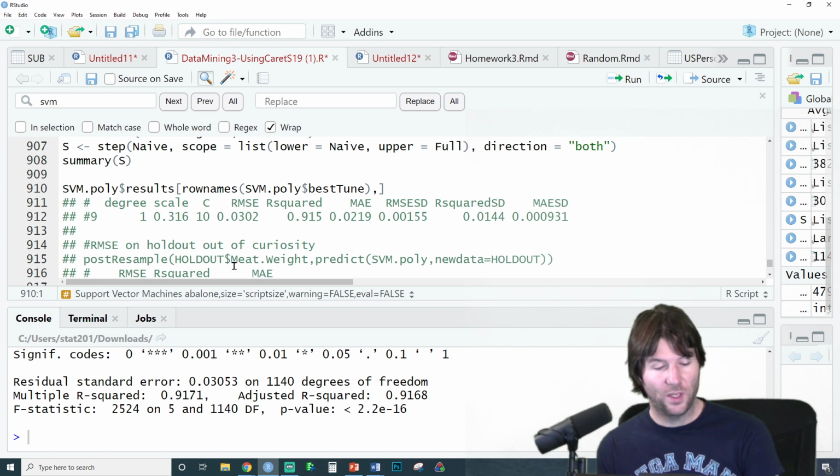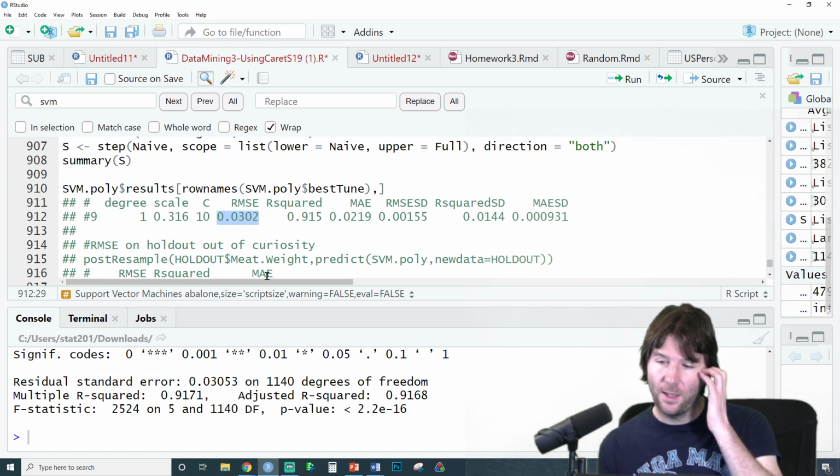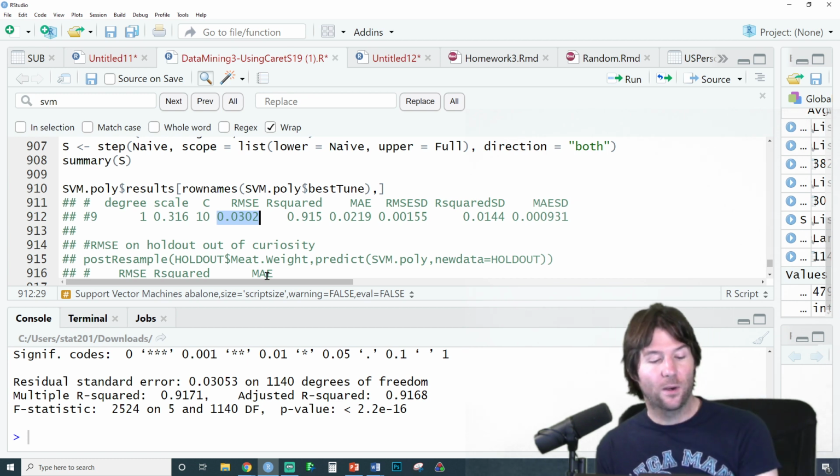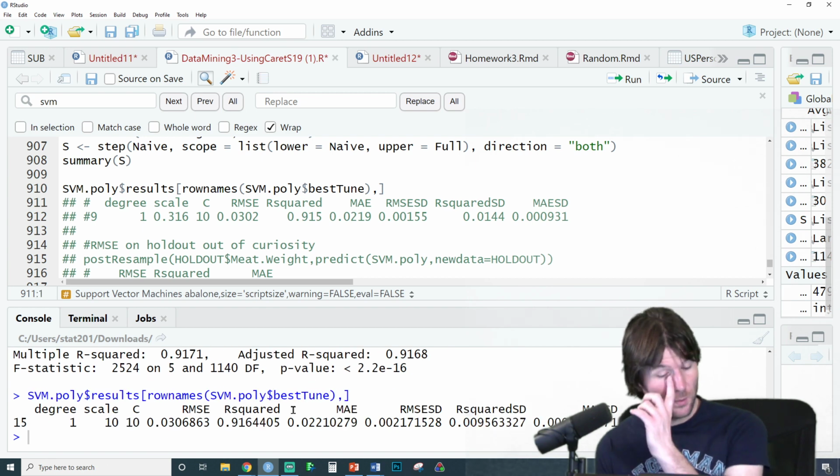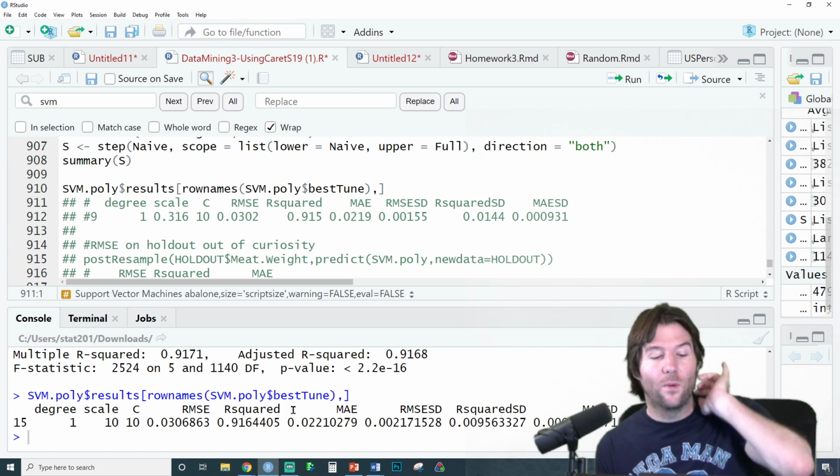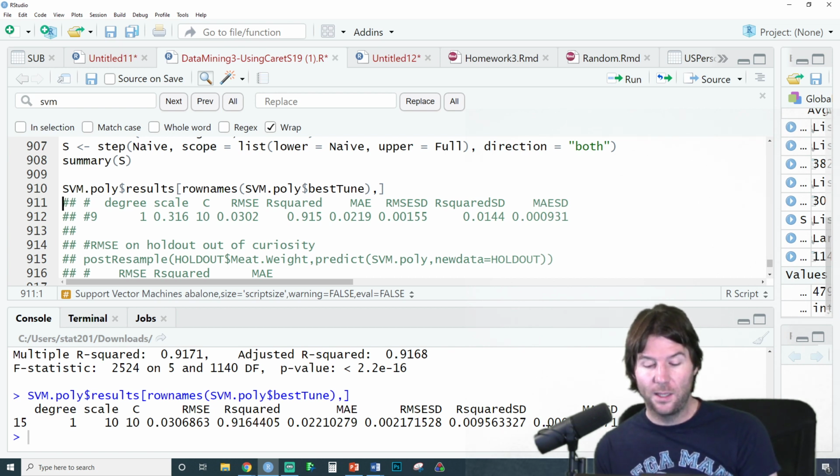We should be able to do post resample. We've got an RMSE right here, which is the root mean squared error, and this does control for how many variables you put in the model. Let me look at its actual results. The RMSE of this model is 0.3053, and the RMSE of this one is 0.3068. Wow, they're all very similar. Where's the RMSE standard deviation? They're all very close to each other.